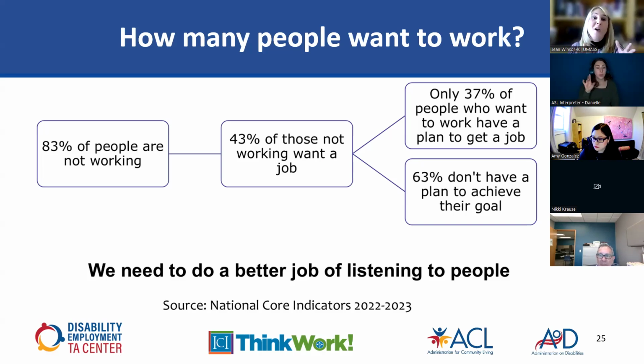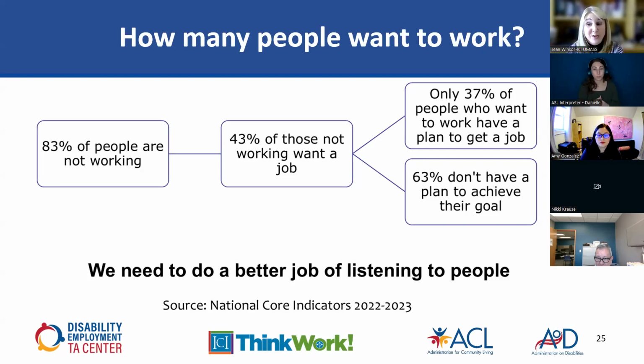83% of people are not working in an individual job in their community. When NCI breaks that down and says, if you're not working, do you want to work? 43% of those who are not working are saying they want a job. And then NCI looks a little bit further and says, okay, does that person who wants a job who's not working have a job in their service plan? Only 37% of folks who don't have a job and want one have a plan in their service plan to get a job.